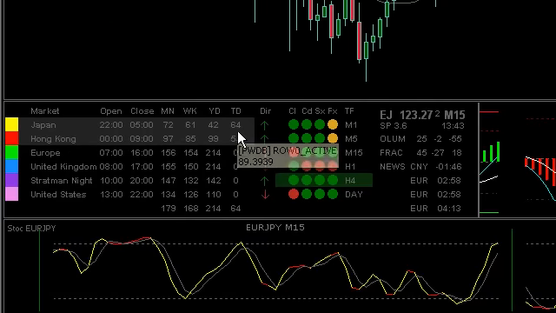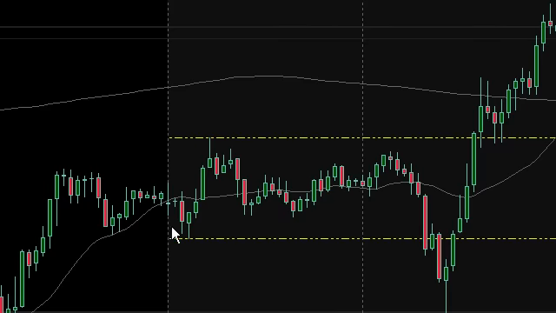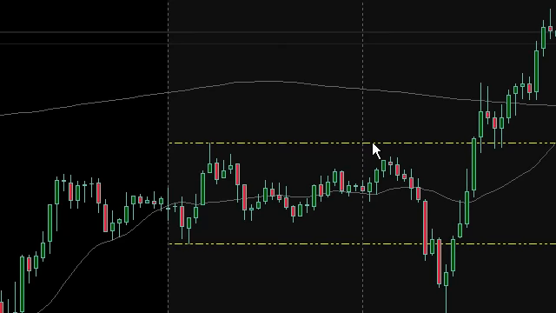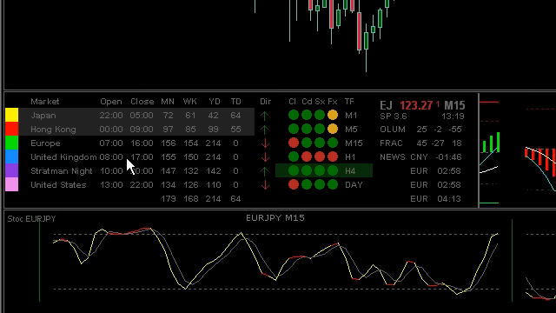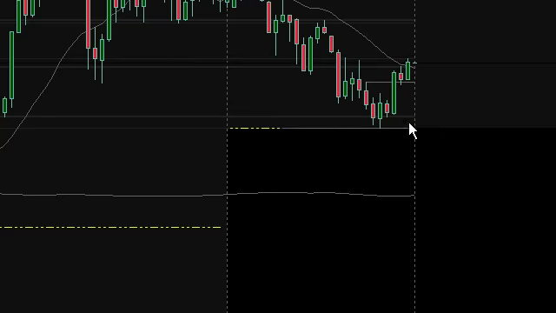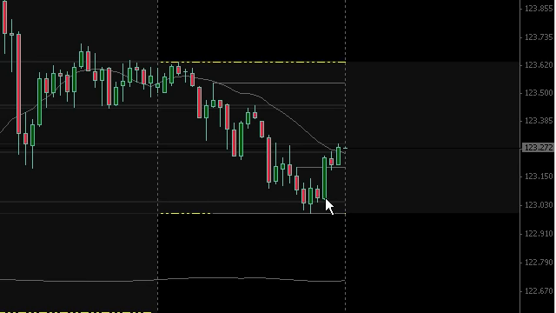Average daily range. Well, we want to make sure that we've got enough for the Asian session here. We need to know what the average daily range is. Typically it's about 200 pips, 180 pips for this currency. We're at 64 pips for the day, and the Asian session is just about finished.